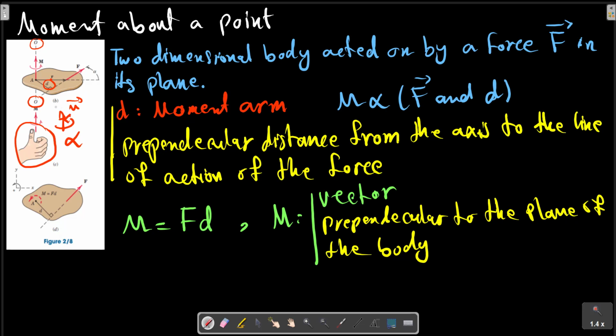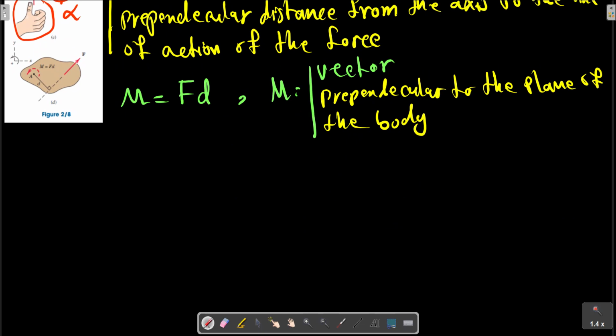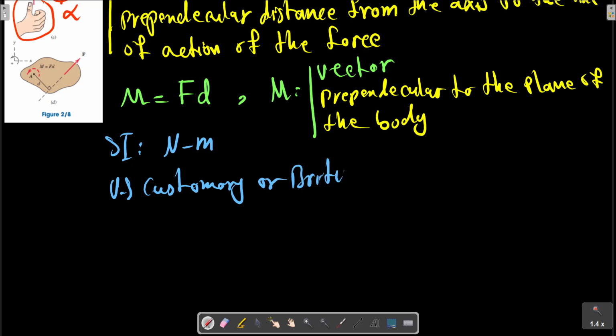The moment M obeys all the rules of vector combination and may be considered a sliding vector with a line of action coinciding with the moment axis. The basic unit in SI is newton meters, and in US customary or British units, foot pound, 1 foot.